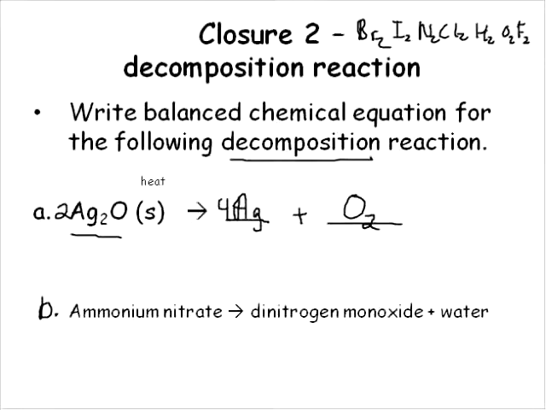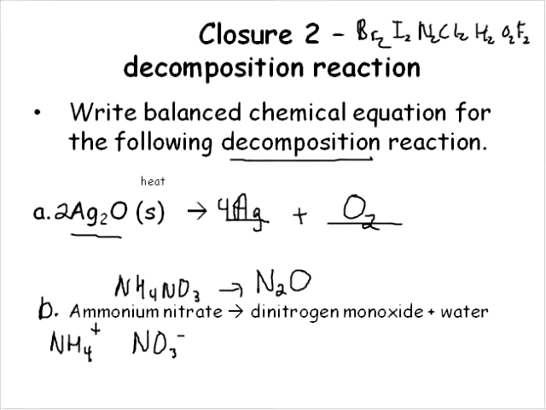Ammonium nitrate. If we look at the table 9.3 on page 257, we see ammonium, NH4, has a +1 charge. Nitrate, NO3, has a -1 charge. So ammonium nitrate would be NH4NO3, would give us dinitrogen monoxide, N2O, 2 nitrogens, 1 oxygen, plus water, H2O.